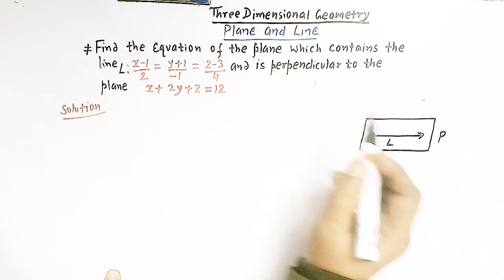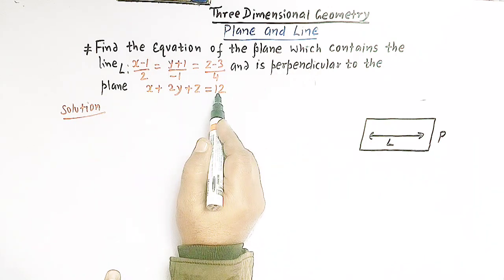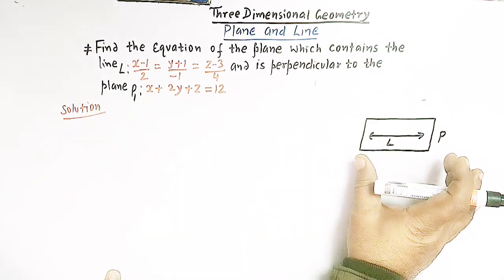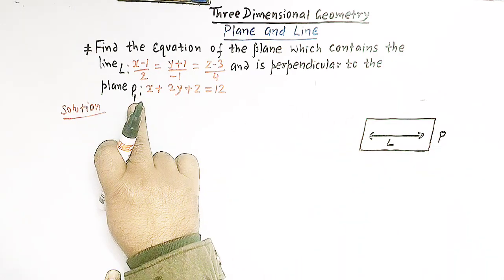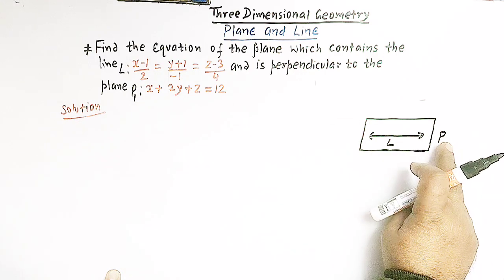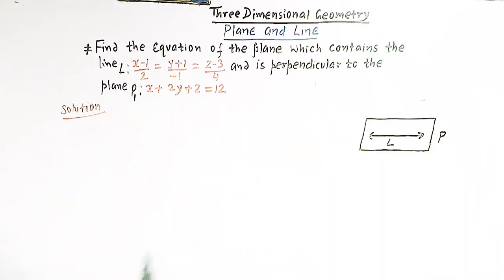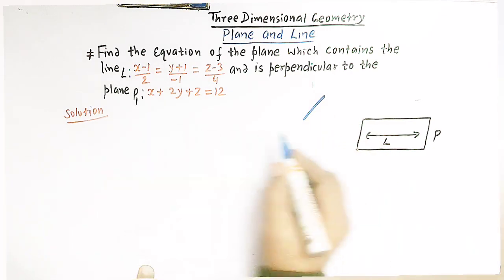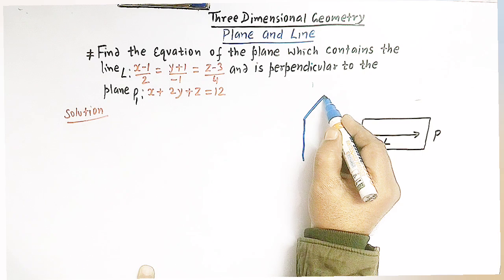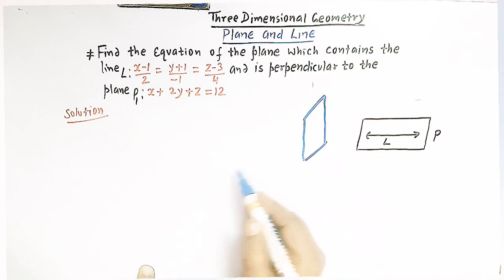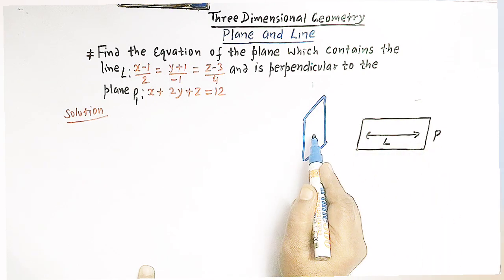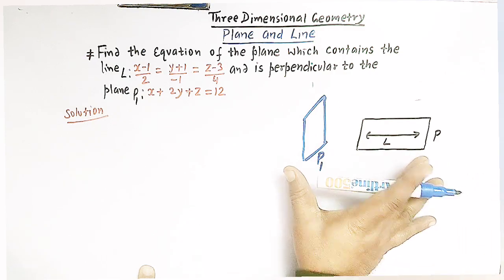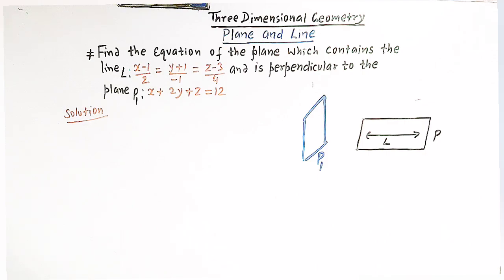And this plane is perpendicular to this plane, so let us call this plane as plane P1. So our plane P is perpendicular to this plane P1, and this plane P contains this line L. Now let us draw the plane P1. Suppose the plane P1 is like this, and this plane P is perpendicular to this plane P1. And remember, this is a rough diagram and not the actual diagram.